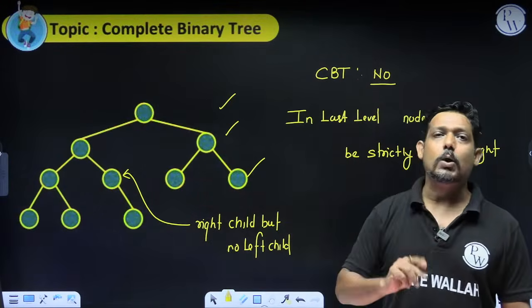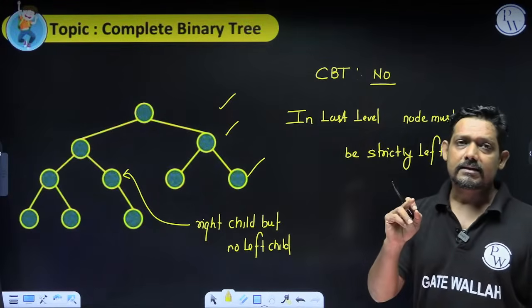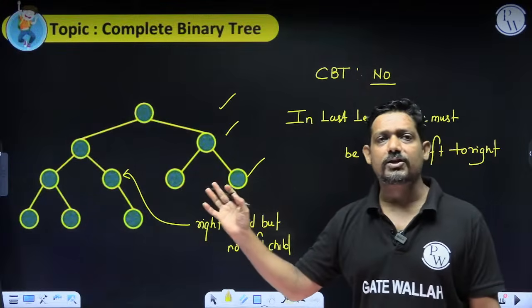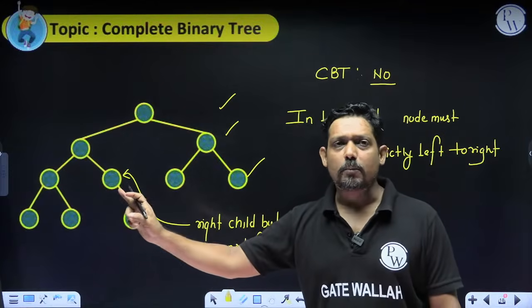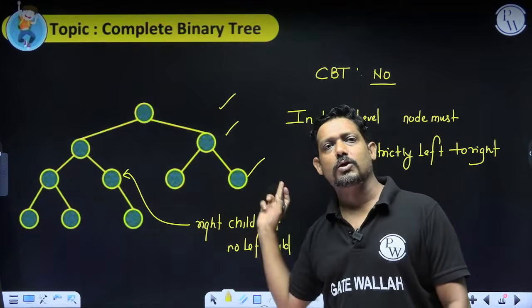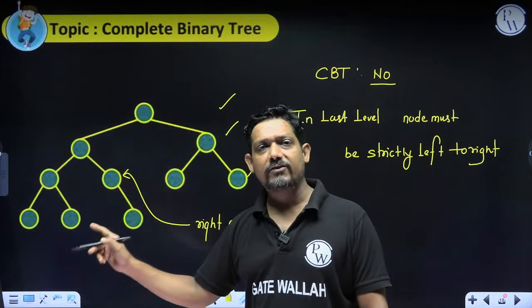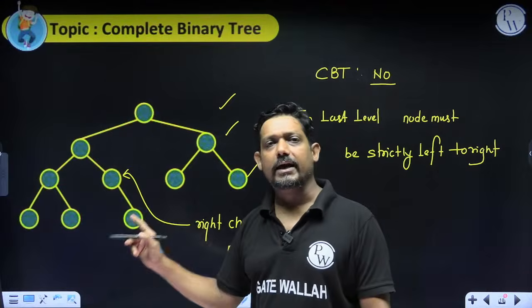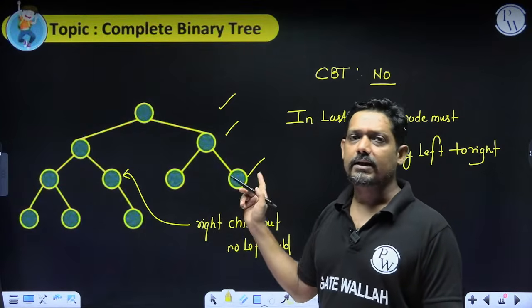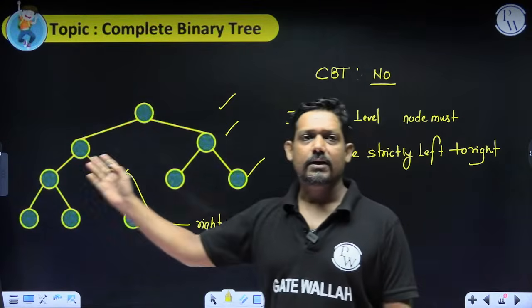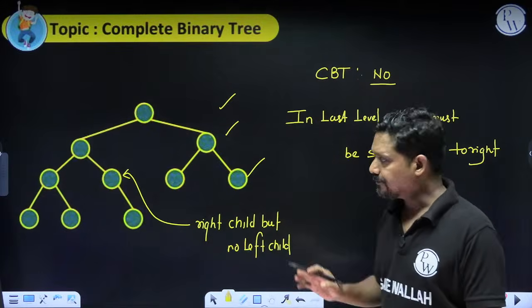This is not allowed in a CBT. If you have 3 nodes, you cannot miss one and give this one or this one. Which one should be filled first? Its left node must be filled first, then right, then this left, then this right, then this left, then this right, and then you go further.